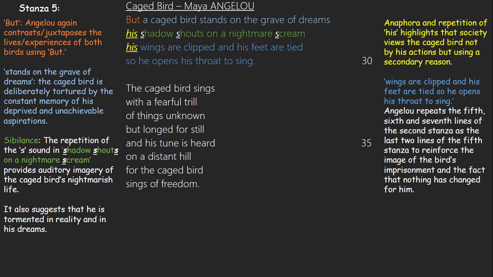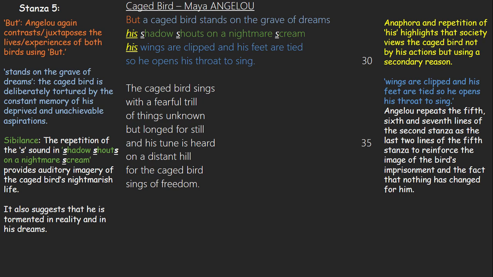For the cage bird, again, Angelou repeats the word "his," just like she did in the second stanza, to again highlight to the reader that the humanity of the cage bird still remains. Additionally, she also highlights that society views the cage bird not by his actions, but by secondary reasons, like by him shouting.